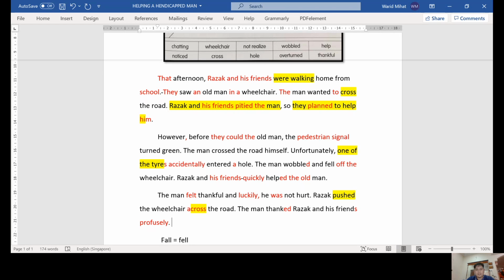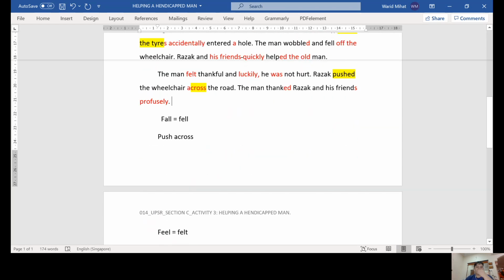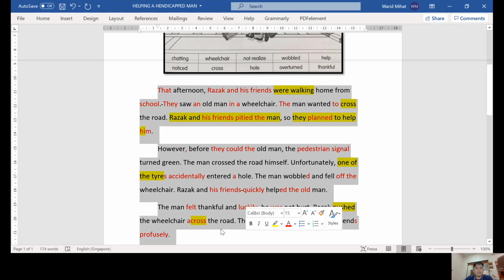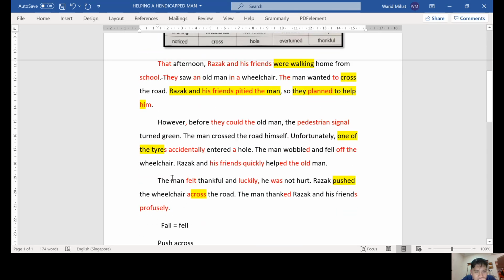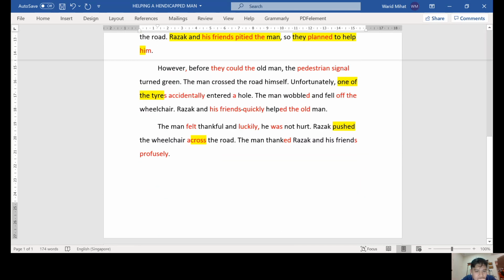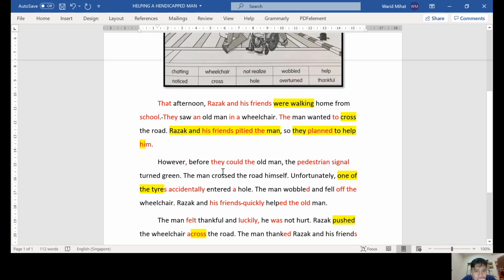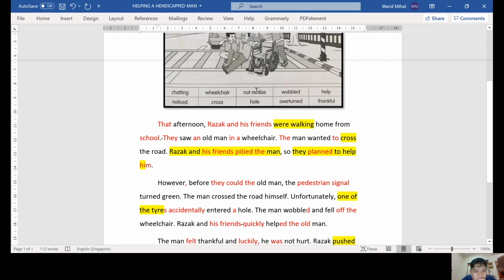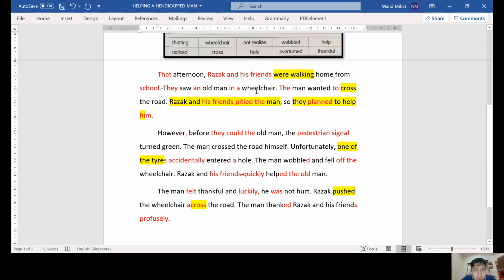Maybe, luckily. Alright, so if I count this correctly, how much is this going to be? It didn't do the word count. Okay, never mind. Let's just clean up the other things. Okay, this is 112. Take away "and helping a handicapped man": 1, 2, 3, 4. So that's going to be 108, okay? So this is 108. See? It's a simple essay, isn't it?